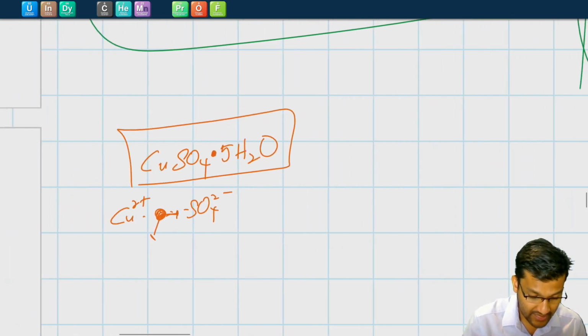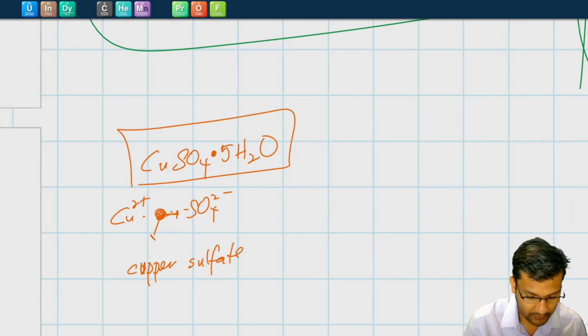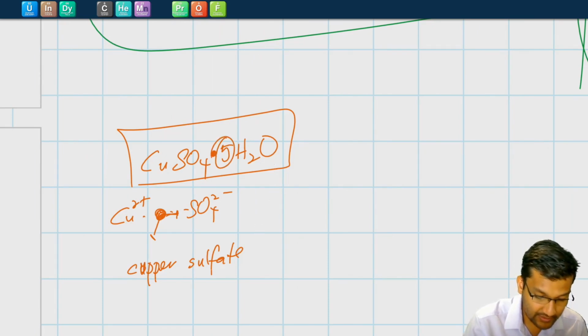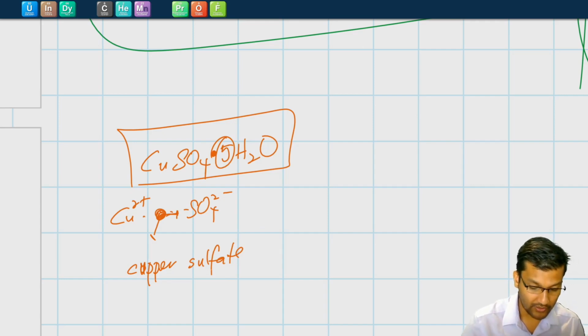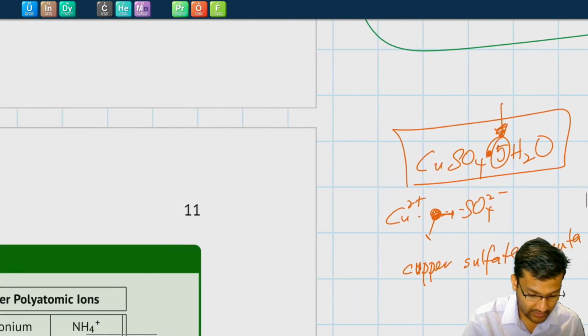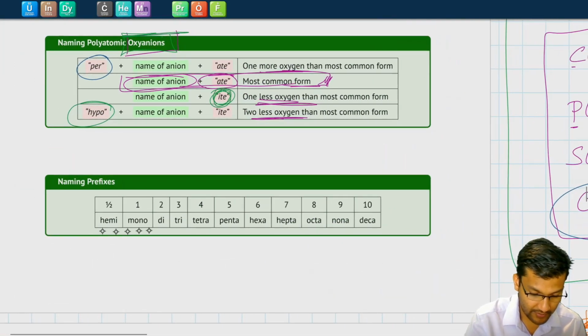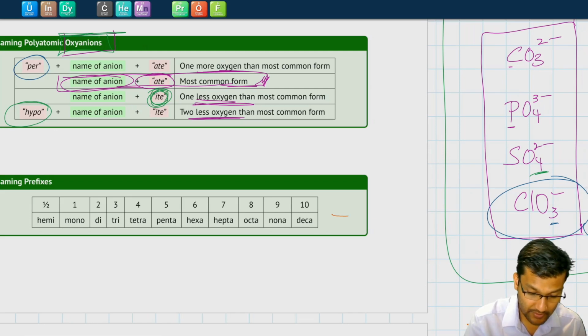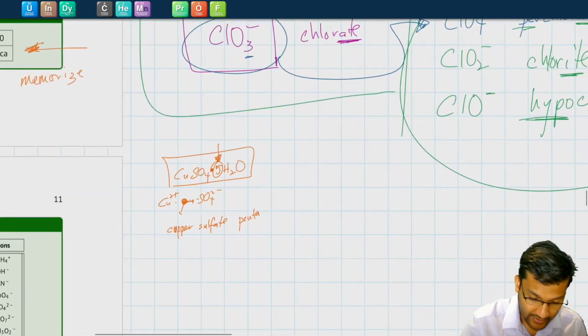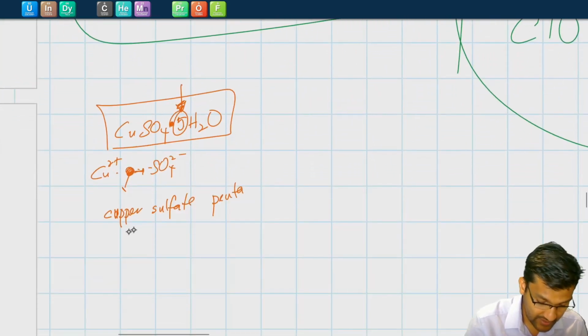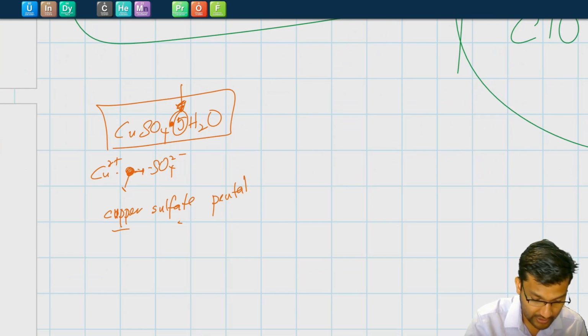And then the way we name that is we write the name of the salt as normal, so it's copper sulfate. Then we name the number of water molecules. In this case, it's 5, so that name would be penta for 5. If you want to know the names for the different numbers, here they are. It's hemi for half, mono, di, tri, tetra, penta, and so on. This you need to memorize. So it's copper sulfate, the name of the ion, the amount of water, penta, and then hydrate, pentahydrate.